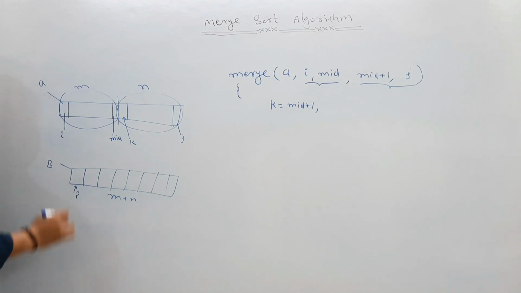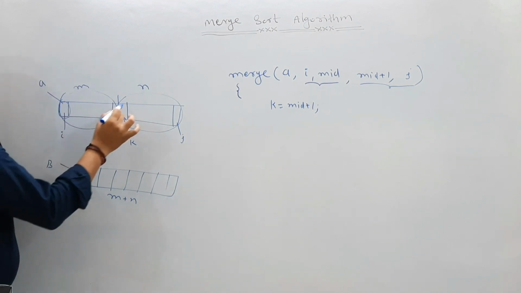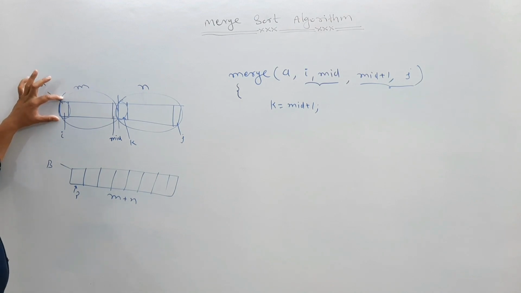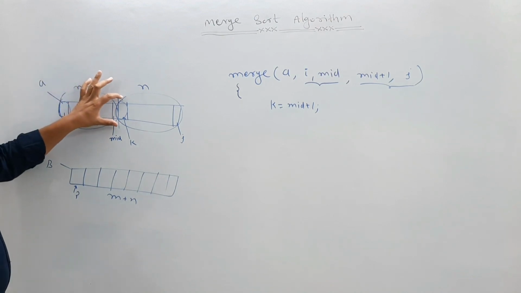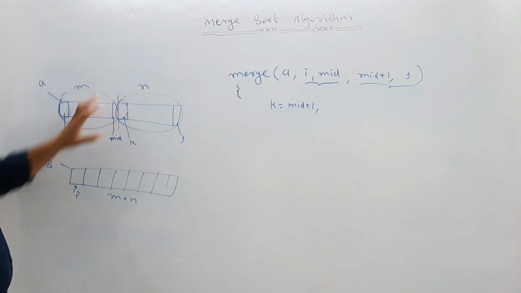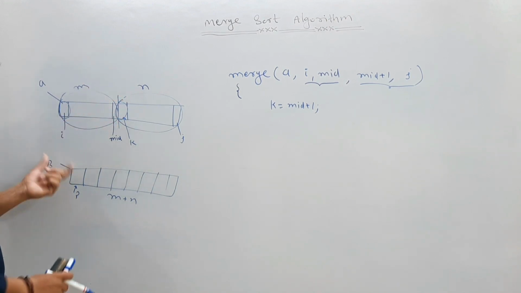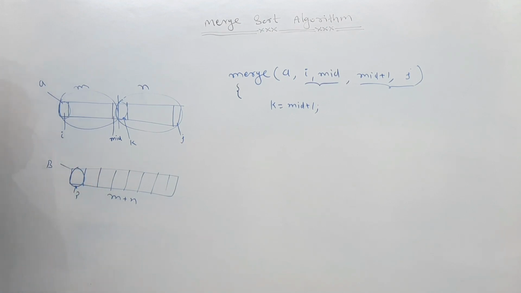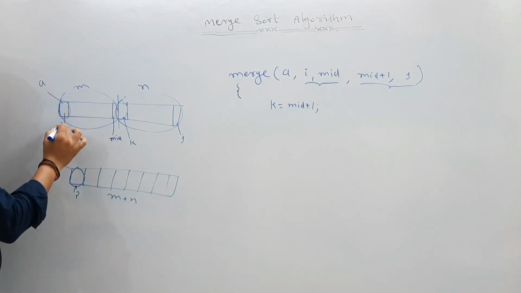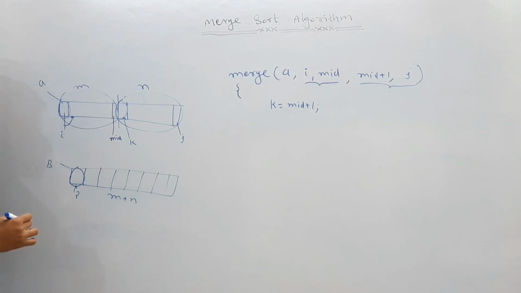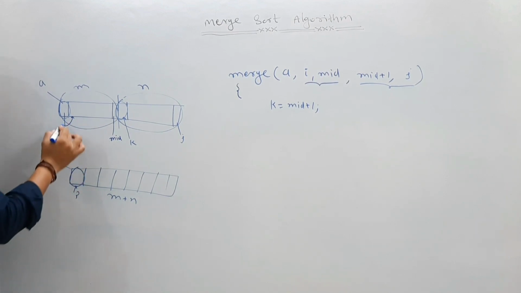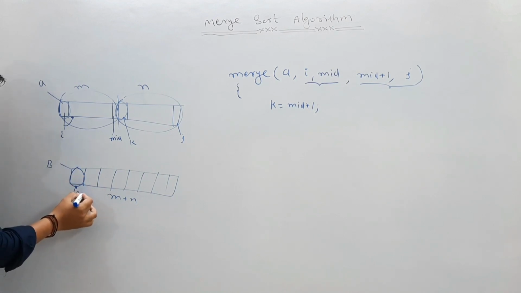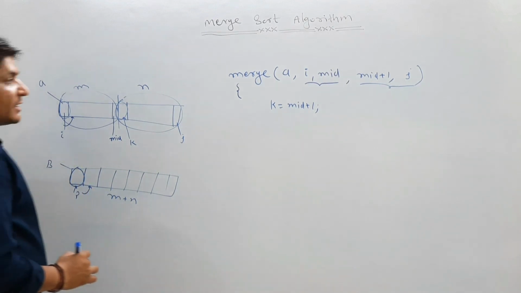Now what we will do, we are going to compare this element and this element. That means we compare the first element of the first sorted subarray with the first element of the second sorted subarray. Whichever is minimum, we simply copy into this array. Suppose this one is minimum, then we increment i to the next location. Once we copy this element, we also increment p. Let me write that condition.